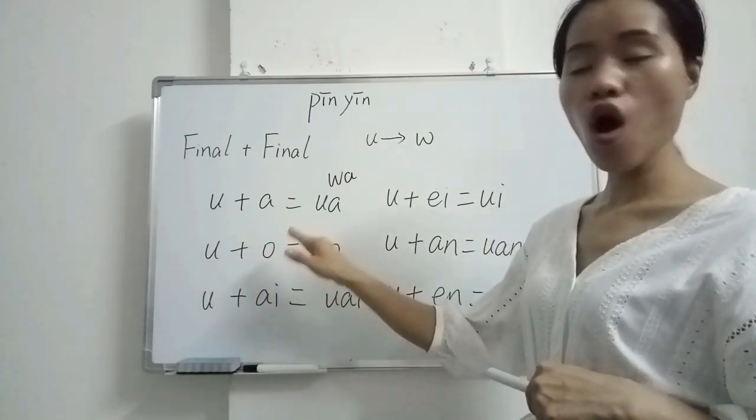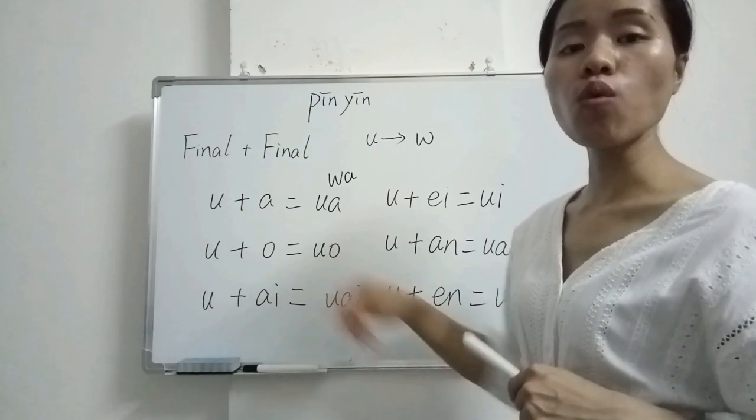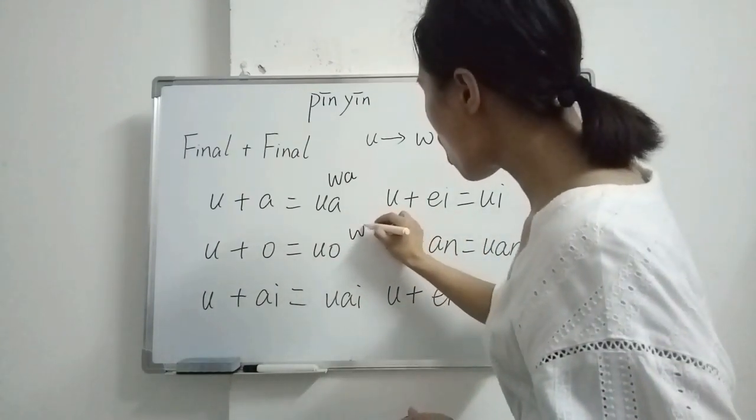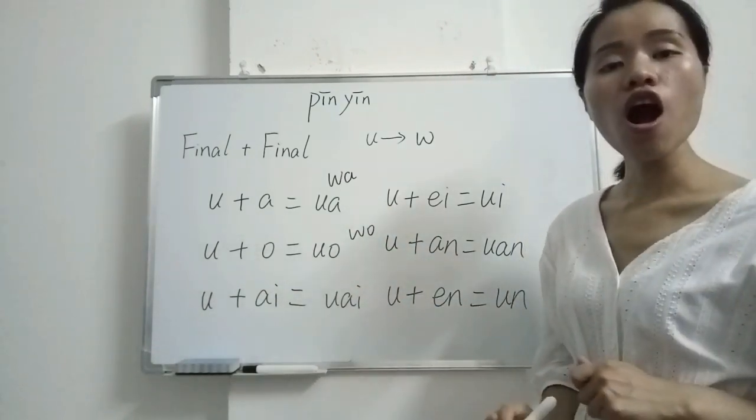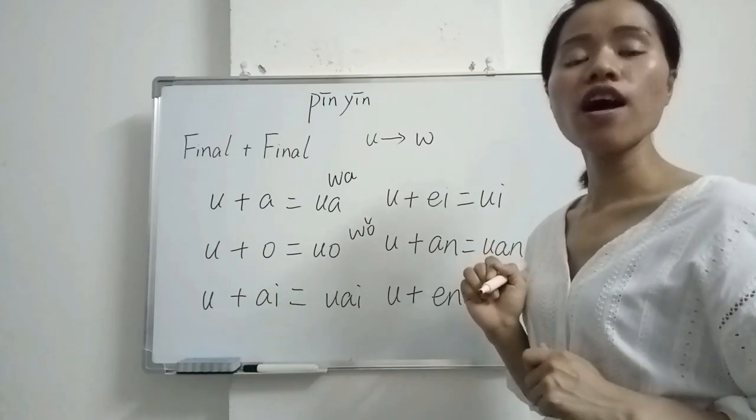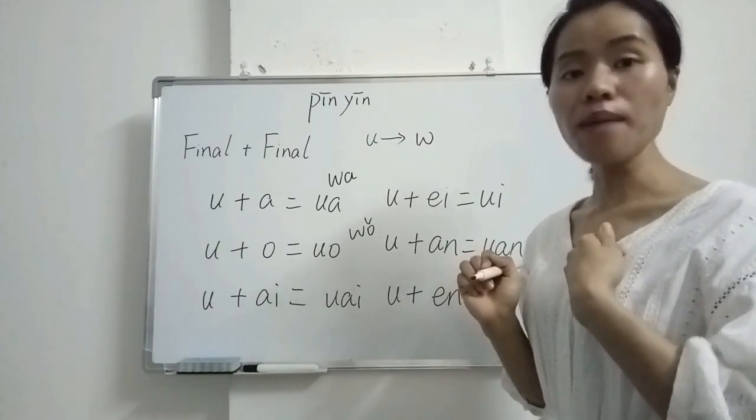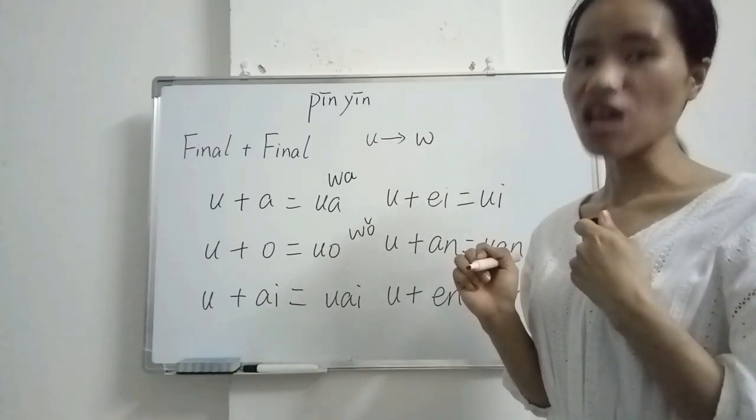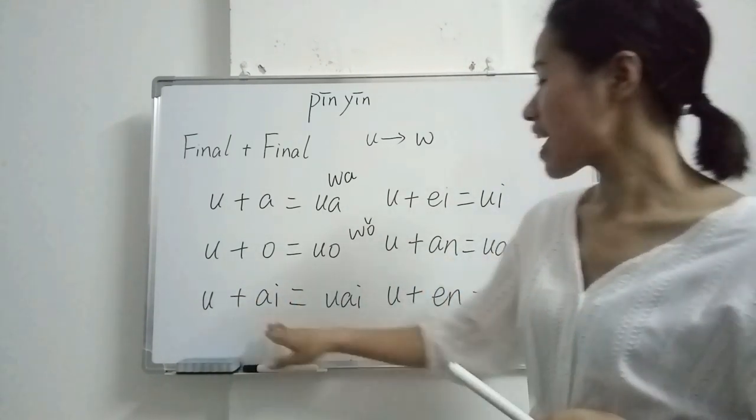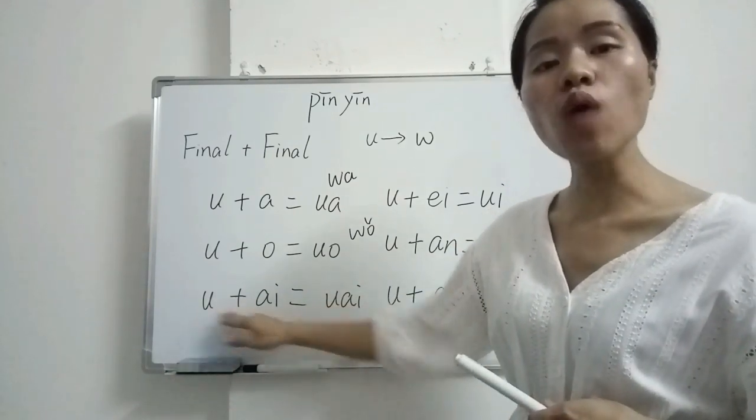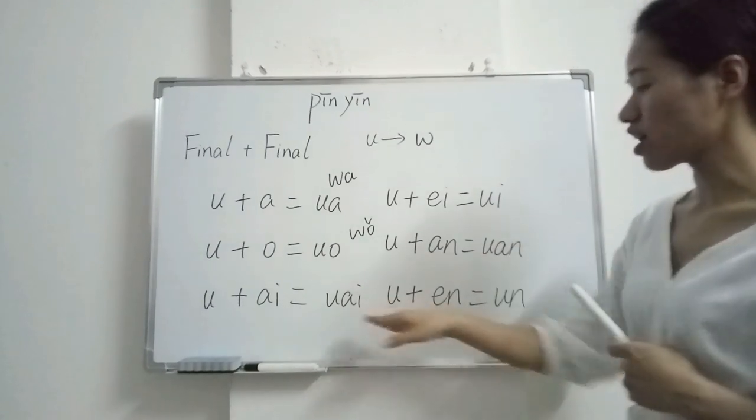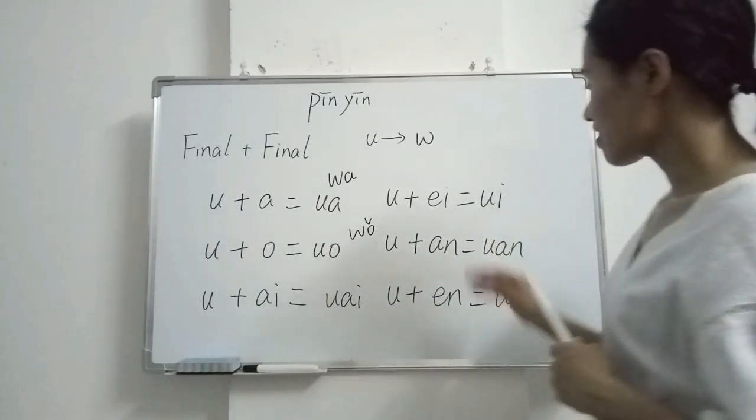Wu plus o. Wu, o, wo, wo, wo. Okay, wo. We put the mark above the third tone. Wo, wo means I, me. Okay, and this one. Wu plus ai. Wu, ai, wai, wai. Okay, wai.